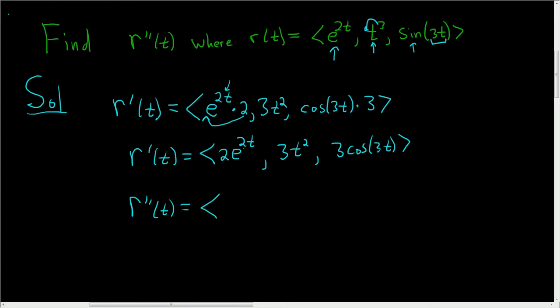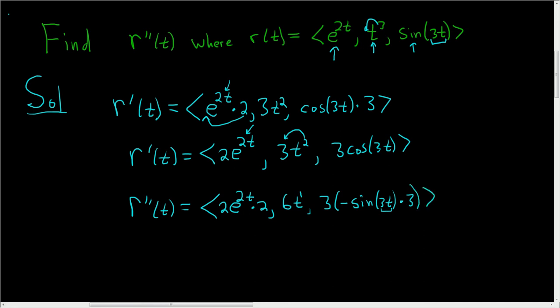Rather, before we find the second derivative, the derivative of e to the 2t, as before, is e to the 2t times the derivative of 2t, so 2. Here the derivative is 2 times 3, so 6t, because you subtract 1. 2 minus 1 is 1. And the derivative of cosine is negative sine. So the 3 hangs out, and you get negative sine of 3t times the derivative of this inside piece, so times 3.